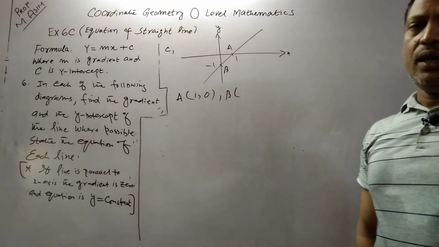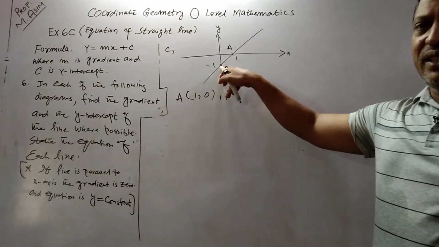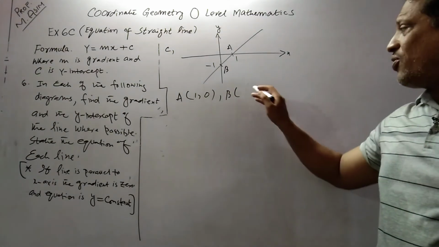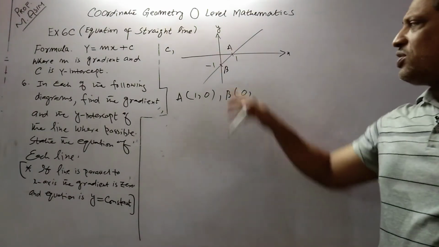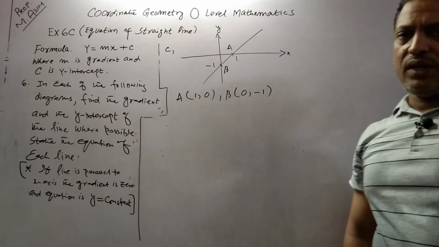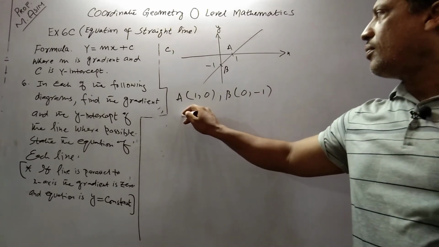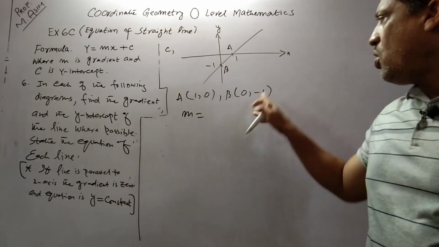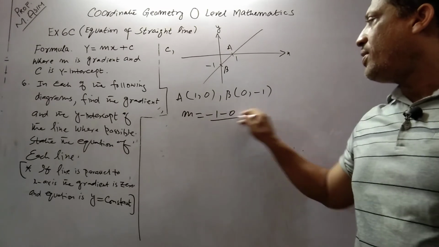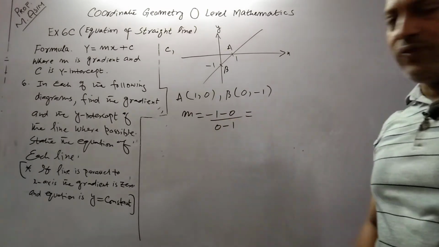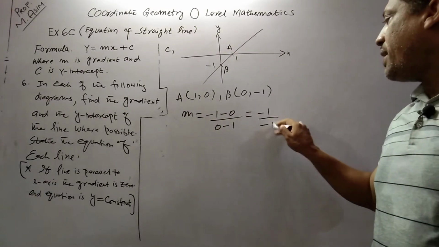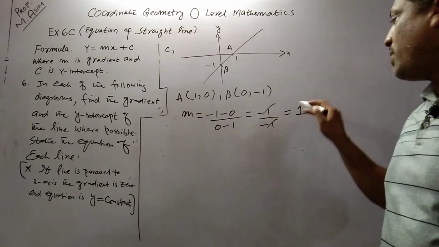Point B. What is the value of x? This point is on y-axis, therefore the value of x is 0. And the value of y is -1. How to find the gradient? m is equal to (y2 minus y1) over (x2 minus x1). So -1 upon -1 cancel, answer is 1.